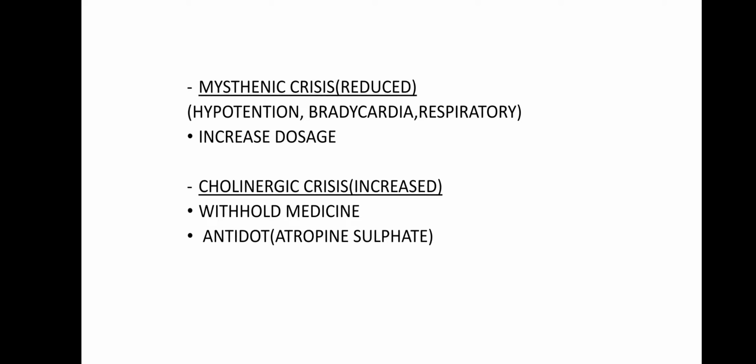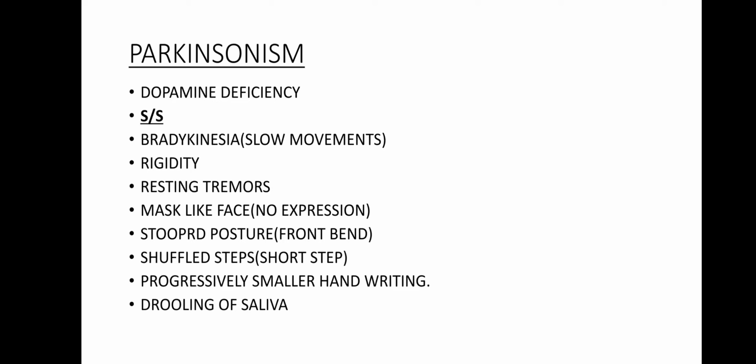Myasthenic crisis, then the patient is having hypertension, bradycardia, and respiratory distress. Increasing the dose of the medication is needed here. Cholinergic crisis: withhold the medicine and give the antidote, that is atropine sulfate.